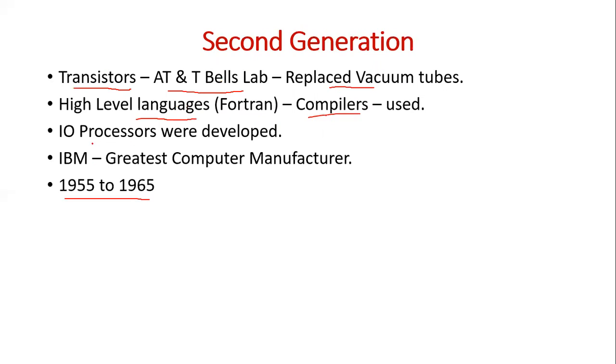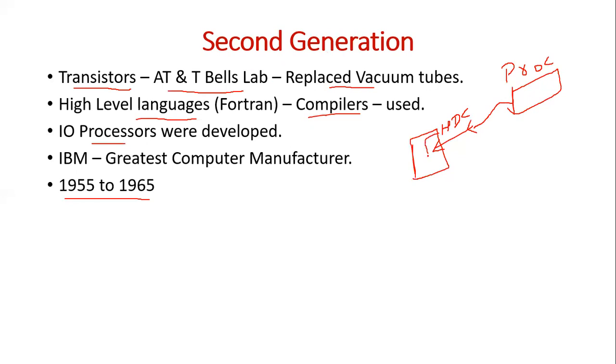IO processors were developed. IO processor means IO controller. So if you have a hard disk, the hard disk will have a hard disk controller. The hard disk controller is the one which performs read and write operations on the hard disk. So if the processor wants to perform some operation on the hard disk, the processor will not do it by itself. It will just give a signal to the hard disk controller, which will do it. But before second generation computers, that was not the case.